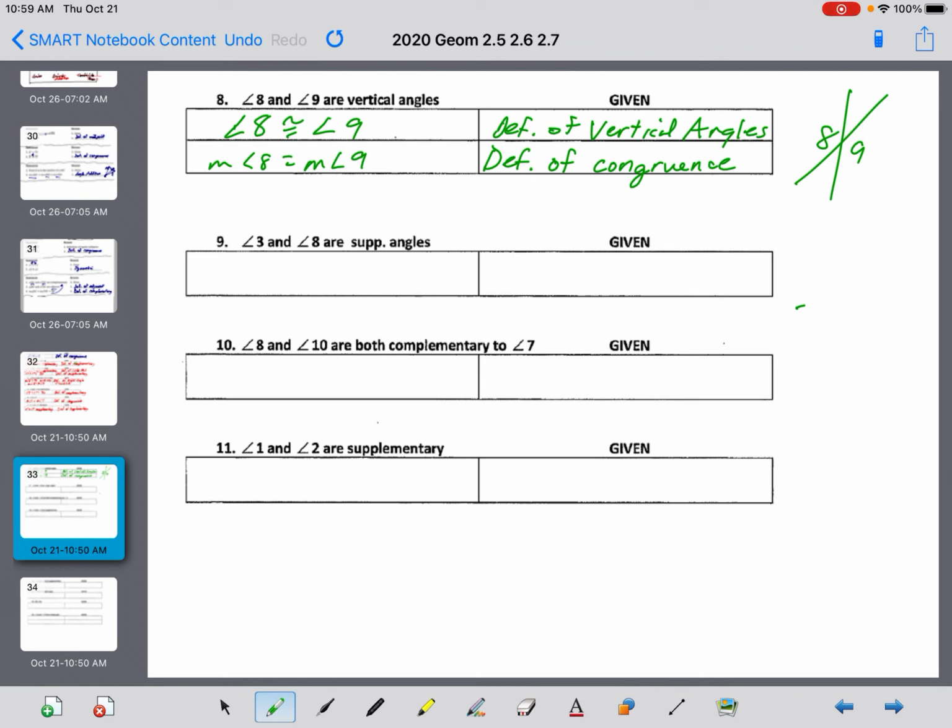All right. If we know that 3 and 8 are supplementary, we kind of had one like this on the other column with complementary. We know that angle 3 plus angle 8 equals 180, because that's what supplementary means, so definition of supplementary.